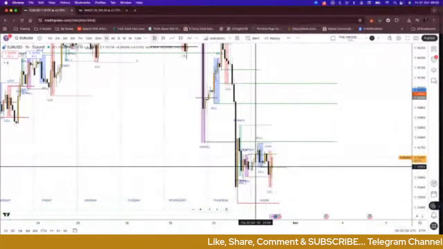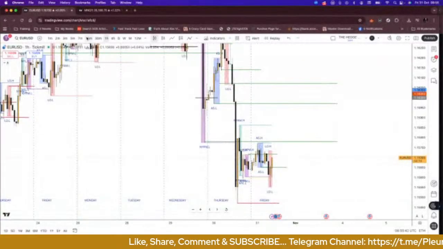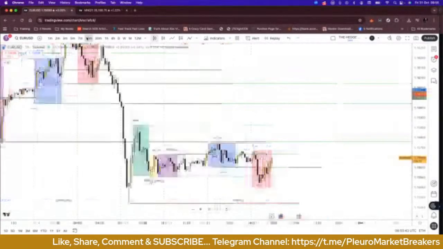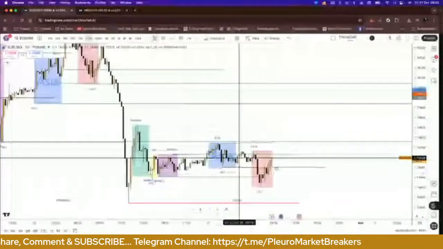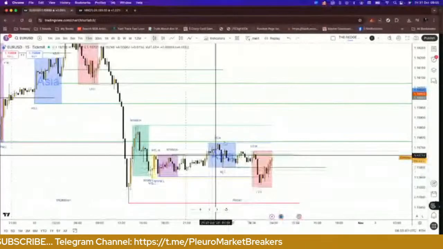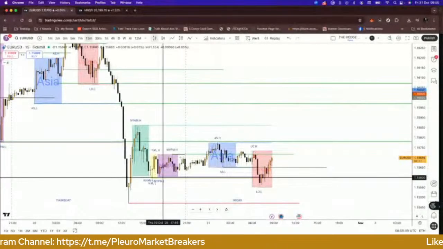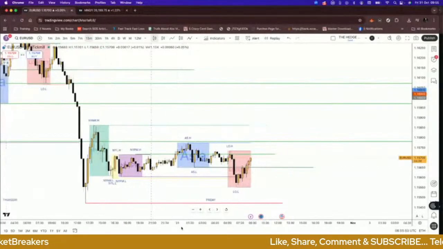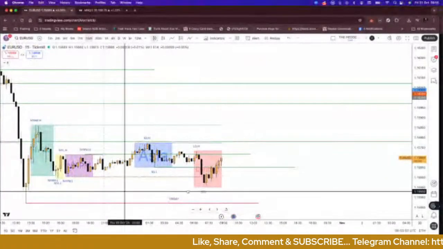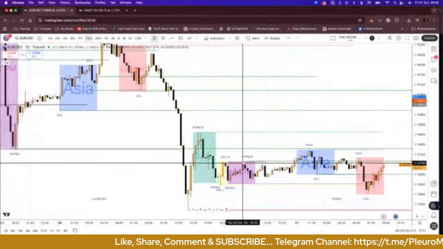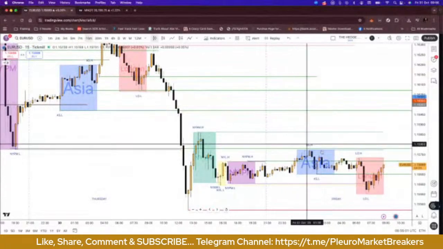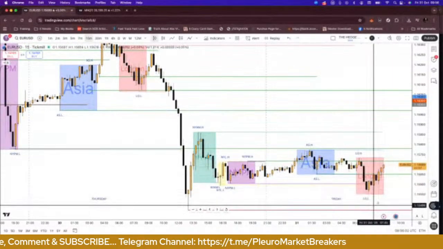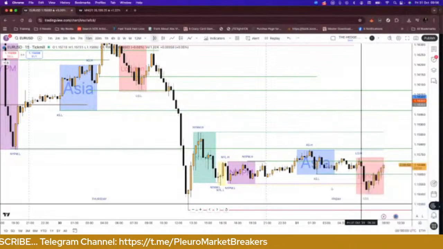Okay, so this is still not clear enough for me, because we've basically gone both sides of this consolidation. So New York PM was a contraction, a consolidation session. We've worked both sides of it. We've come up, we've come down, and so we wait.